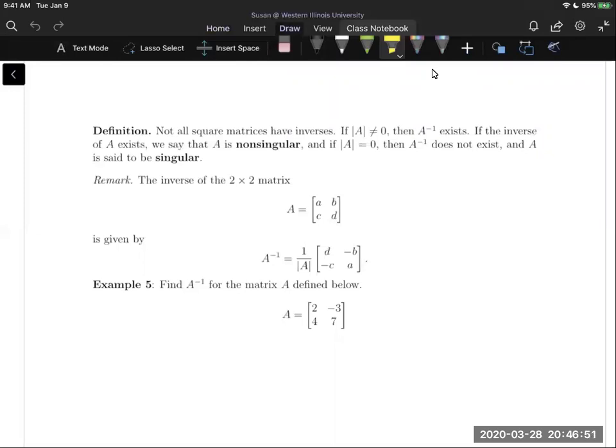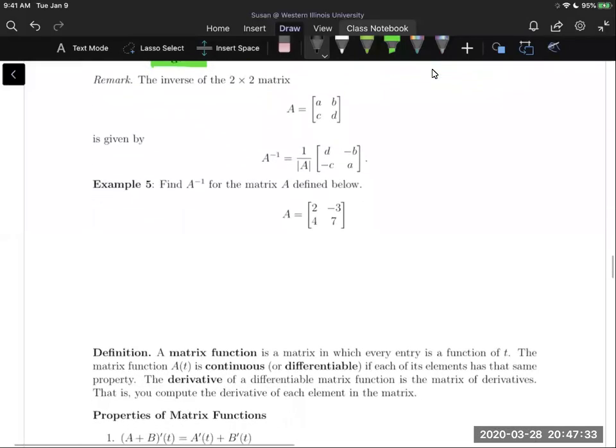As it turns out, not all square matrices have inverses. So the quickest way to check is to compute the determinant. And if the determinant is non-zero, then we can guarantee that the inverse exists. When the inverse exists, we call that matrix non-singular. So again, all that means is a matrix is non-singular if it's invertible. However, if the determinant equals 0, that's bad, and we say that the inverse matrix does not exist, and in that case, we call it singular. So some more terminology here.